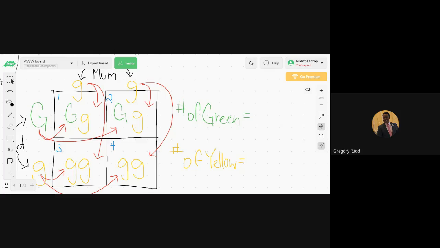Hello? Are we confused about something? Someone ask a question if we're confused. Yes, we're looking for the phenotype, so green or yellow.